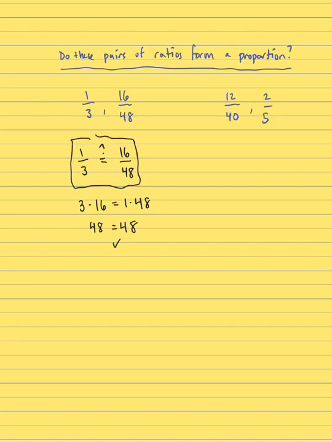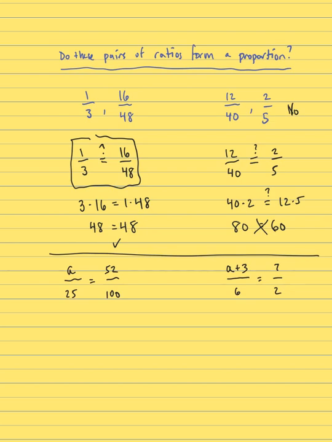We could remove that question mark. What about another one? Is 12 over 40 proportional to 2/5? Well, let's see. Do the same thing, 12 over 40 equals, we'll put a little question mark, 2 over 5. Again, we're going to take the cross products. 40 times 2, does that equal 12 times 5? Well, 40 times 2 is 80, 12 times 5 is 60. So that's a no. So this would not form a proportion.